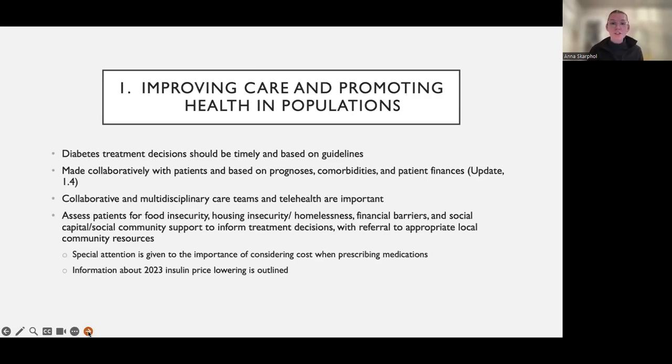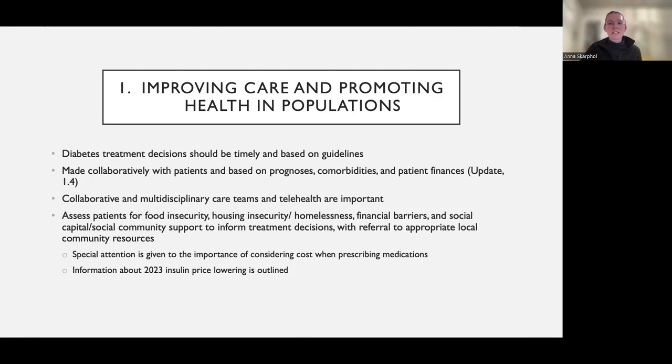Diabetes treatment decisions should be timely and based on the guidelines. That makes sense because they published a whole set of guidelines, so we should probably be following them in our treatment for diabetes. And within that, any decisions made about a patient's diabetes treatment should be made collaboratively with the patient, and based on a whole host of factors that we'll talk about throughout this presentation.